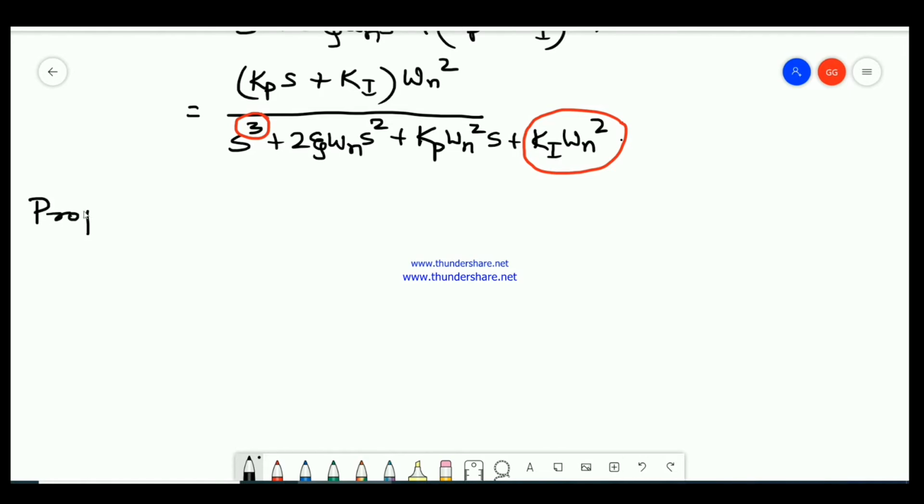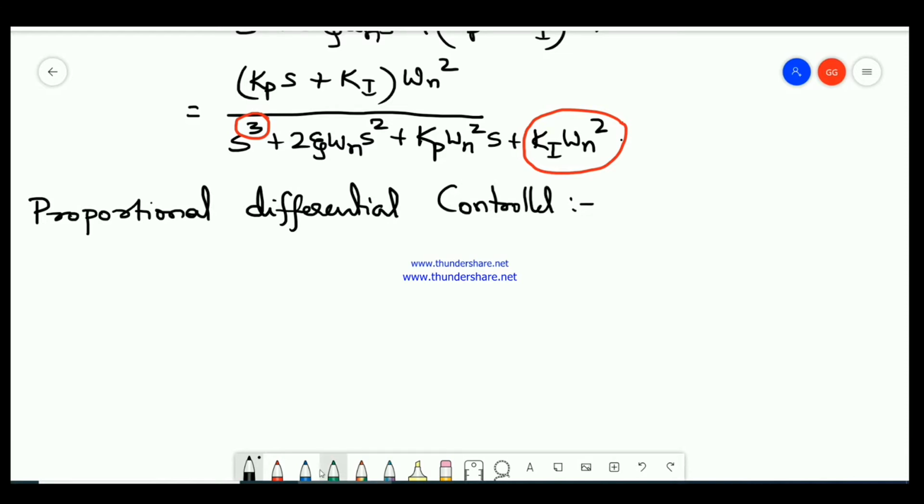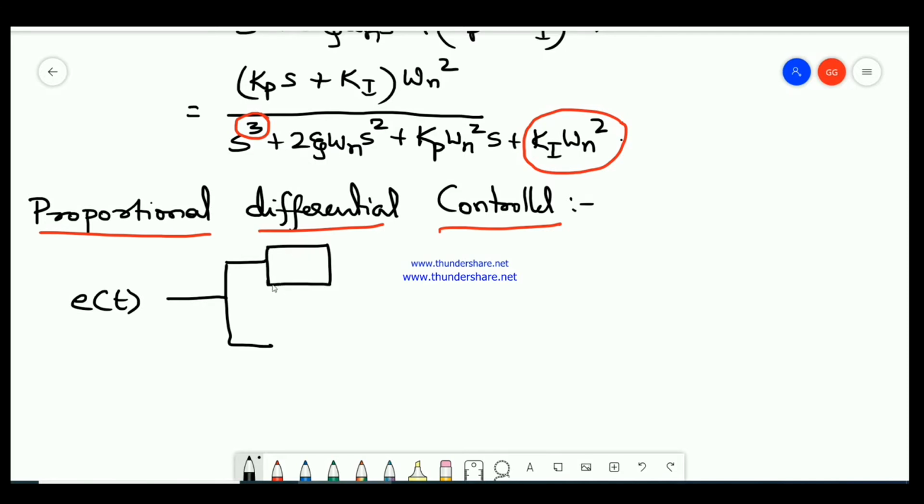Now we go for the proportional differential controller. What is a proportional differential controller? We'll see the block diagram of the proportional differential controller, where E(t) is the input. The proportional differential will have a proportional gain block connected in parallel with the differential block, which is Kd into d by dt, a differential block.